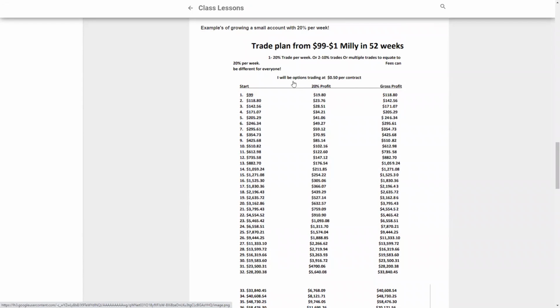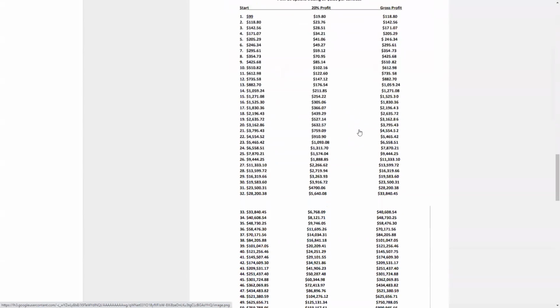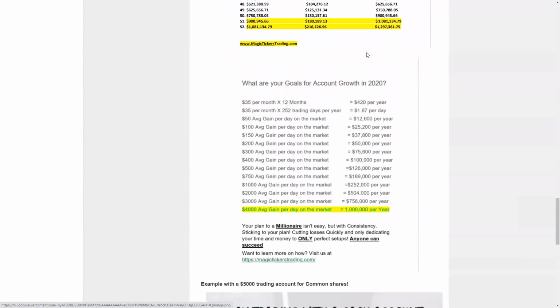Everybody's going to be different. So I'm going to be doing it straight on options with the cash account. So it'll be pretty fun to be able to do that. And I've also got this broken down here too, guys.